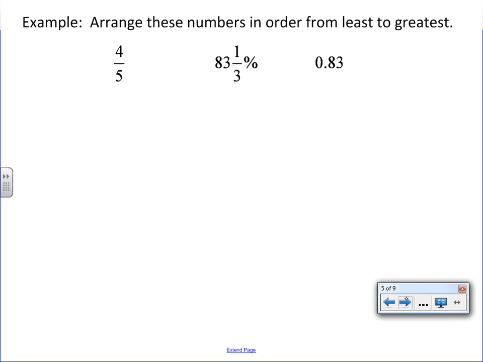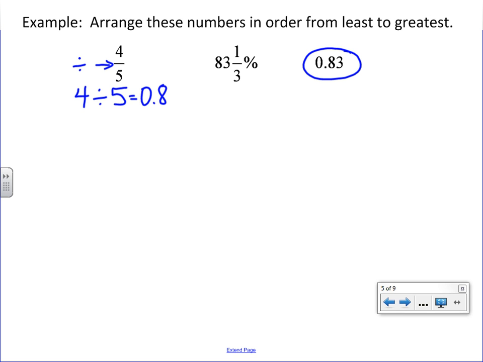It wants us to arrange these numbers in order from least to greatest. In order to do this, we should always write them in the same form. To write them in the same form, I'm just going to tell you it's easier to change them all to decimals than anything. We have one that is already a decimal. So 4/5, to change that to a decimal, we know that the fraction bar literally means to divide. So I'll take 4 divided by 5, and that's going to get me 0.8.